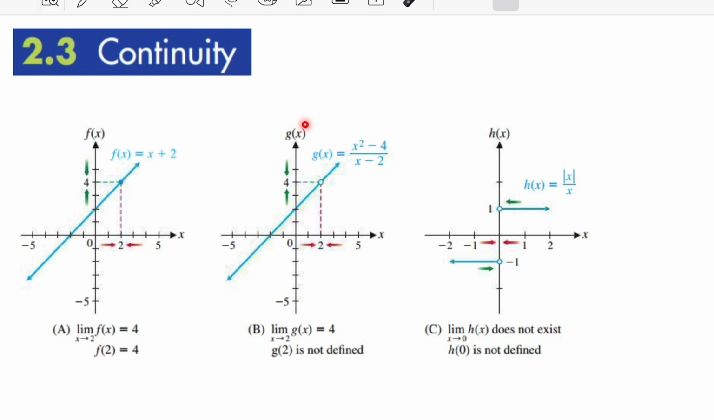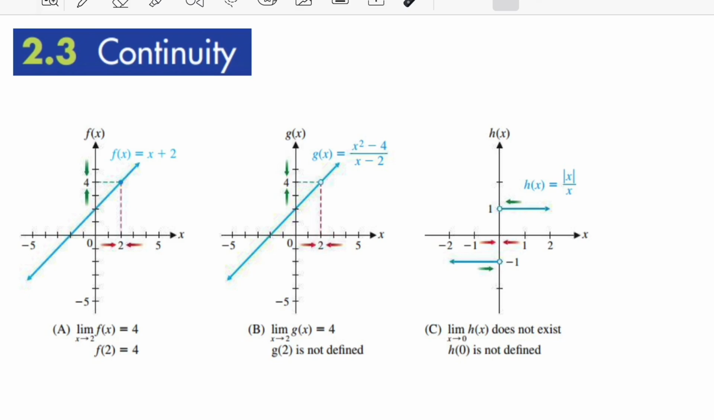Now if we were to look at figure B here, so our function is this g of x, when we're drawing it, we actually do have to lift up our pencil because this value, g of 2, is not defined. So we would have to draw this, lift up our pencil, and continue drawing. So this tells us that our function is going to be discontinuous at x equals 2, but it will be continuous everywhere else. So essentially over any interval that does not include 2.